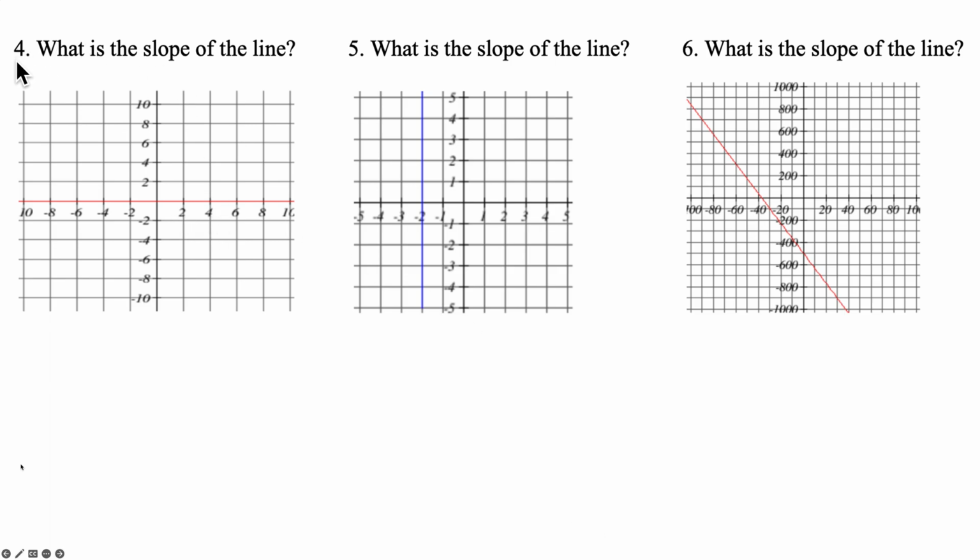If we look at equations, trying to find the slope of lines that have already been graphed, here you have a horizontal line. The slope of that is 0. Here you have a vertical line. The slope of that is undefined.